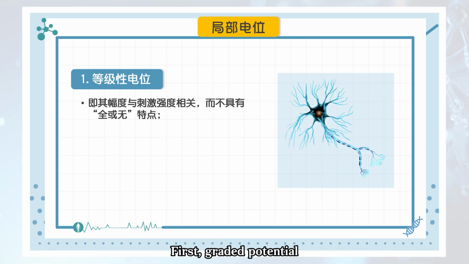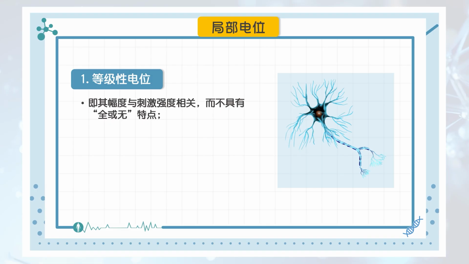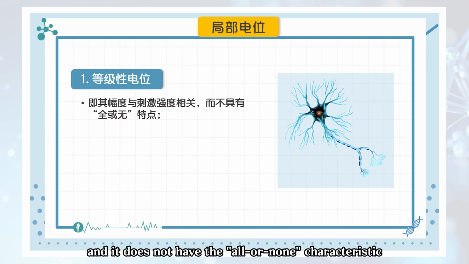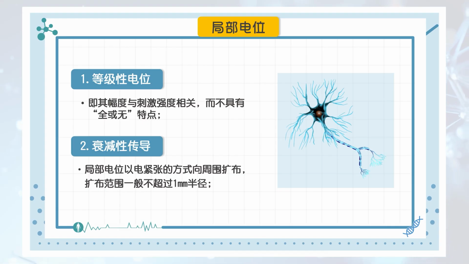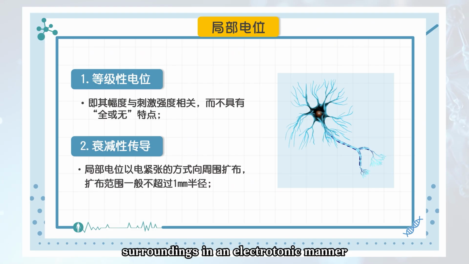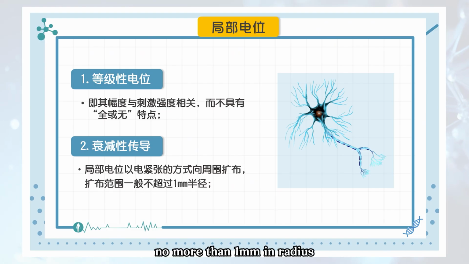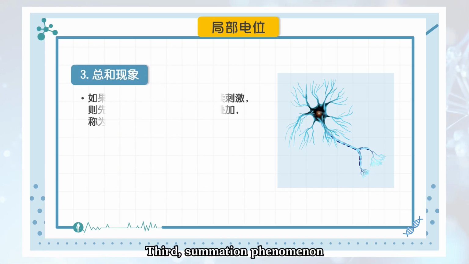Compared with action potentials, local potentials have the following characteristics. First, graded potential. That is, its amplitude is related to the intensity of the stimulus, and it does not have the all-or-none characteristic. Second, decremental conduction. Local potentials spread to the surroundings in an electrotonic manner, and their spread range is generally no more than 1 millimeter in radius. Third, summation phenomenon.